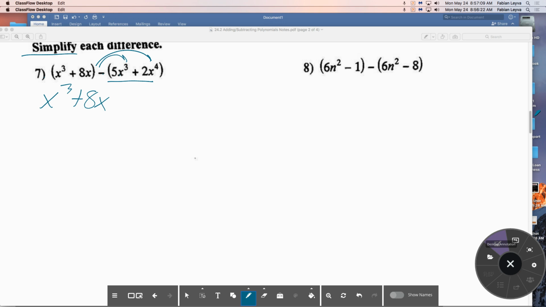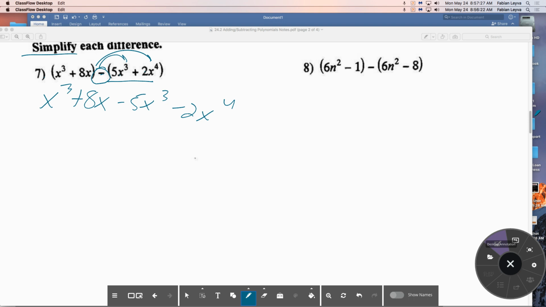A negative times a positive 5 is a negative 5x cubed. A negative times a positive 2 is a negative 2x to the 4th. So this one's more of a just to watch out. Keep a lookout for those negatives. Make sure you're distributing. And then you just do the exact same things as before. Now you can really ignore that subtraction. You're doing everything the same.